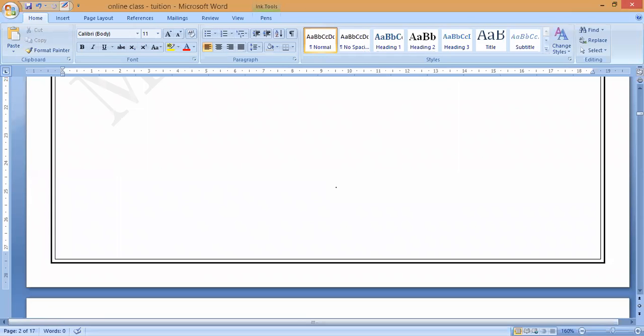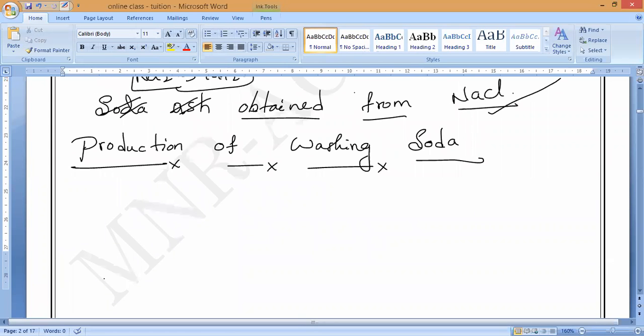Totally 3 steps are involved in the production of sodium carbonate decahydrate, called washing soda. These 3 steps are very, very important because there are so many possibilities to ask MCQ questions on these production methods. They will ask you some X, some Y, some Z, so you have to be very careful. Each and everything we should know. So let us come to the first method. Actually, 3 steps are there in the production of washing soda.